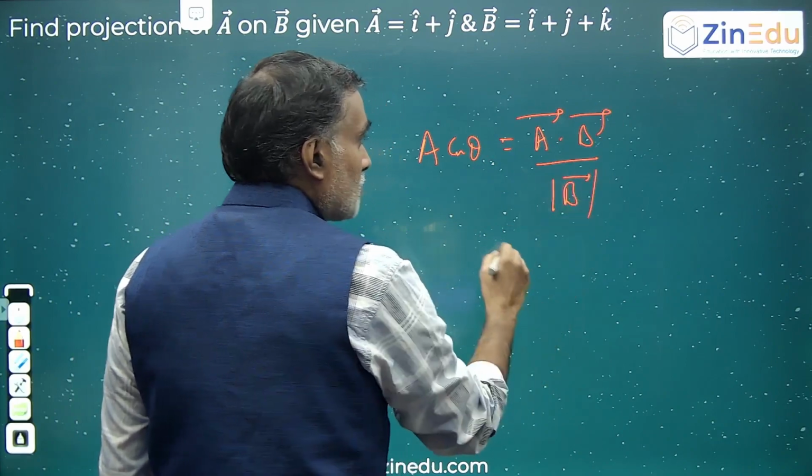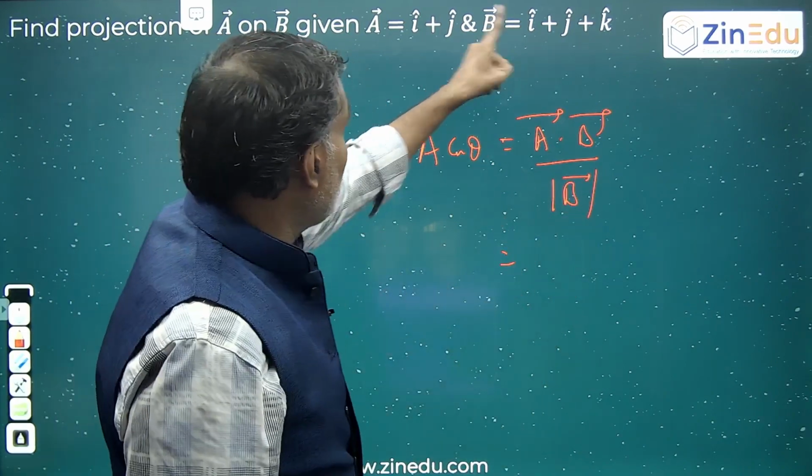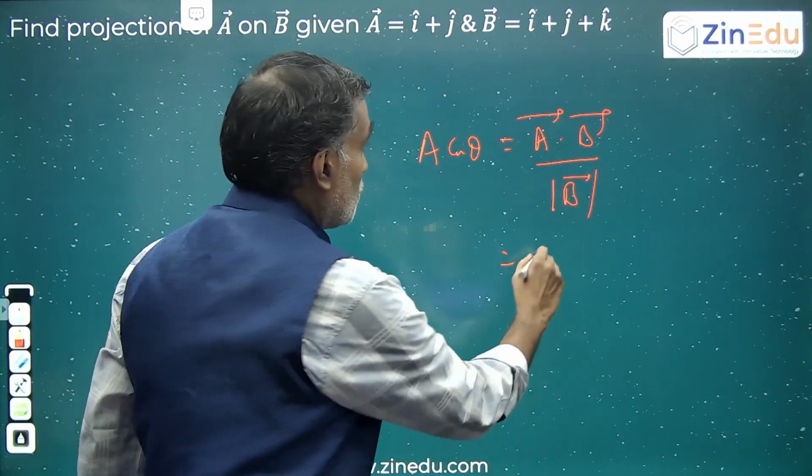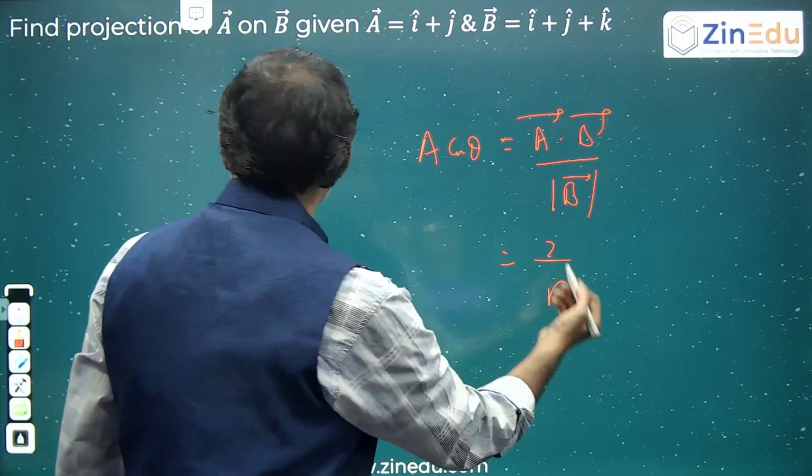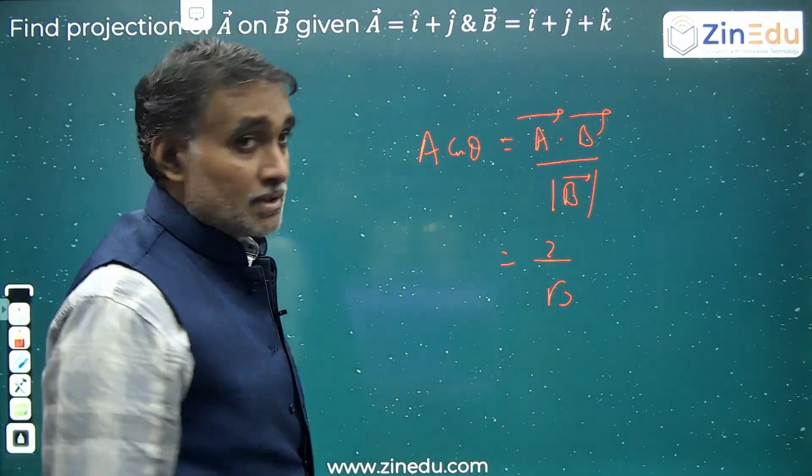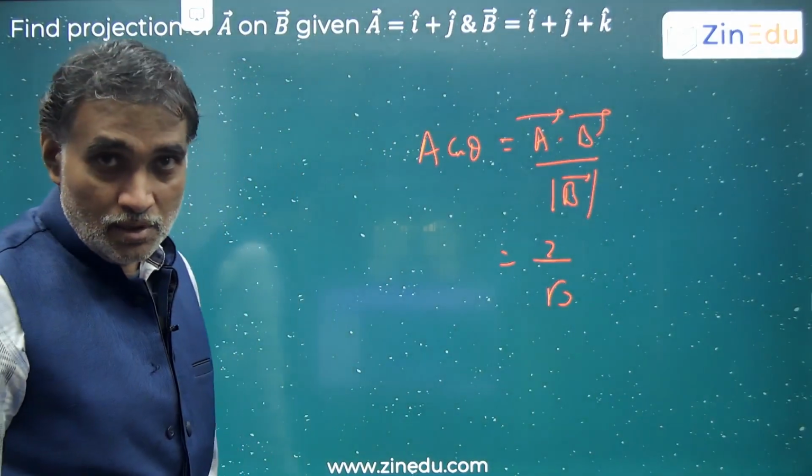What is A bar dot B bar? 1 into 1 plus 1 into 1, that is 2, by mod B bar, which is root 3, that is all. That is 2 by root 3 I get. That is projection of A bar onto B bar.